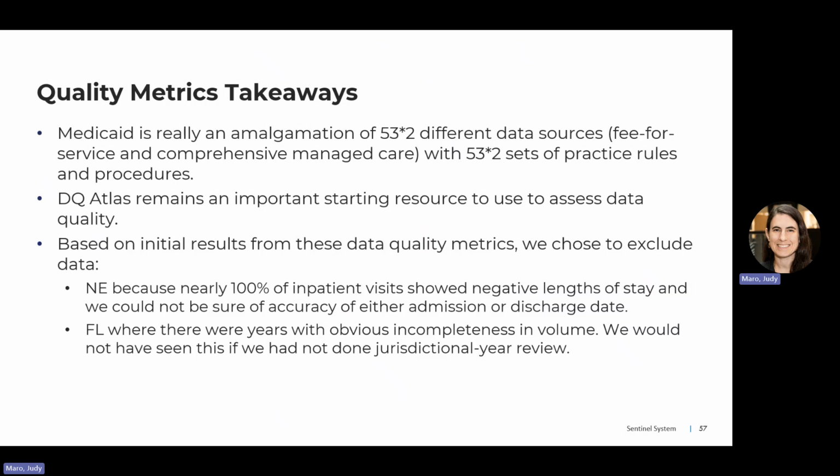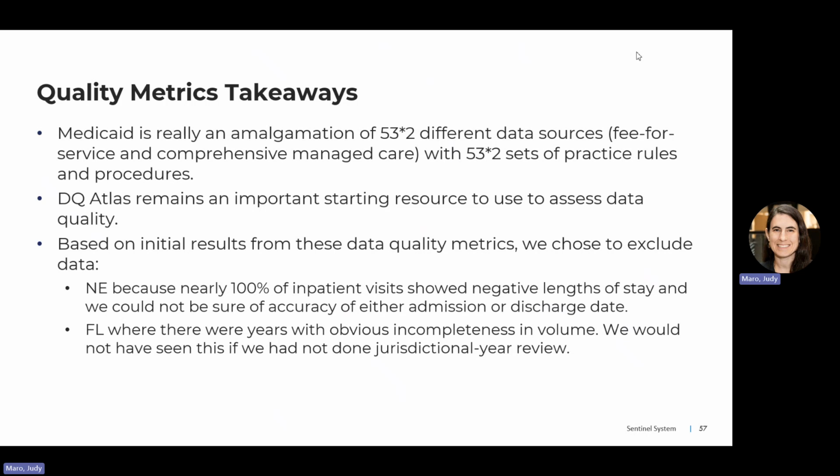Based on these initial results from the data quality metrics, we did use some of the data that we saw here to do further exclusions. I'm going to give you a couple of examples. In Nebraska, we saw that nearly 100% of inpatient visits showed negative lengths of stay. That was because we had situations where the discharge date preceded the admission date, but we couldn't be sure which was the more accurate number.